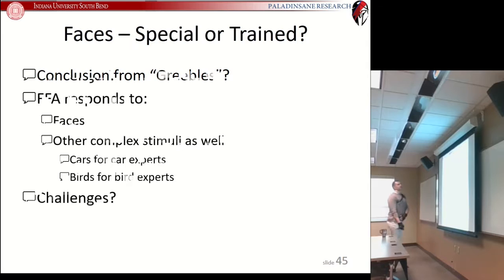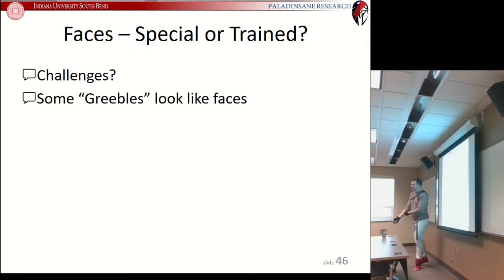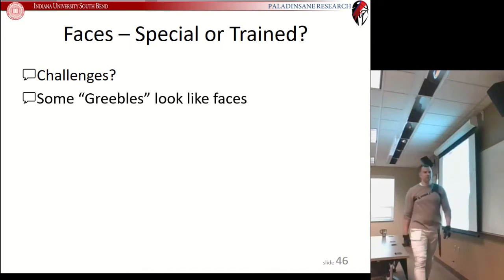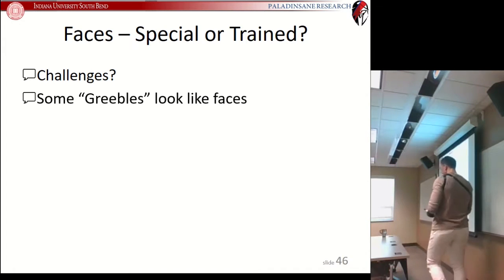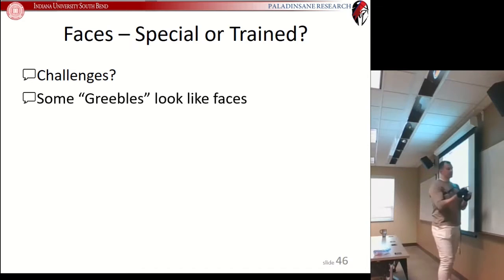What are the challenges? Well, one of the challenges is that it might be that the fusiform face area gets lit up not just for human faces, but for things that look like faces, right? So it might not just be for human faces, it might be for things that look like faces. And if you take a look at babies, which we mentioned before, one of the stimuli that babies respond to a lot is just this.